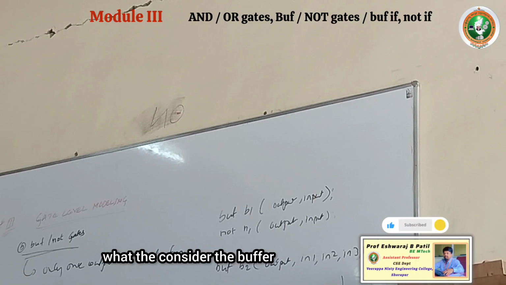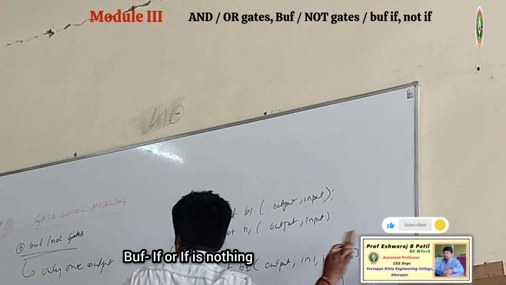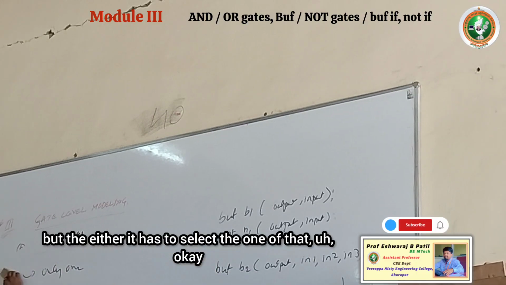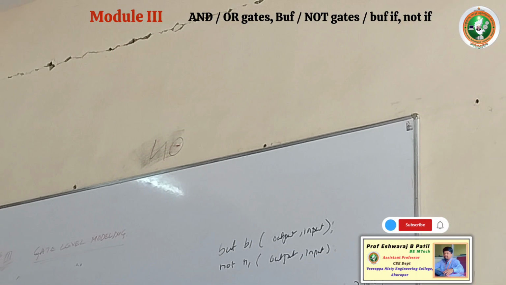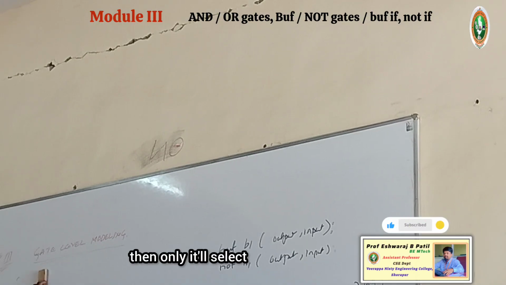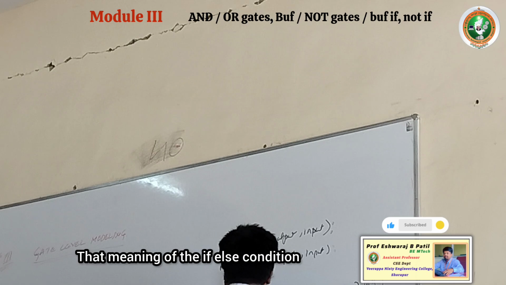Okay, next one is to consider the bufif and notif. If is nothing but it has to select one of them. If the condition is true, then only it is selected, otherwise it is not selected. That is the meaning of the if else condition.